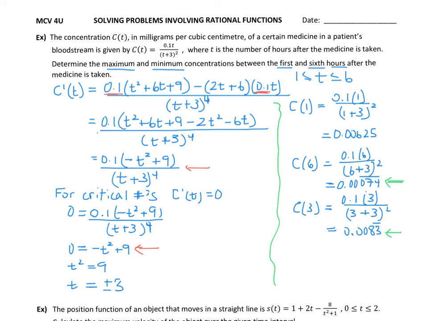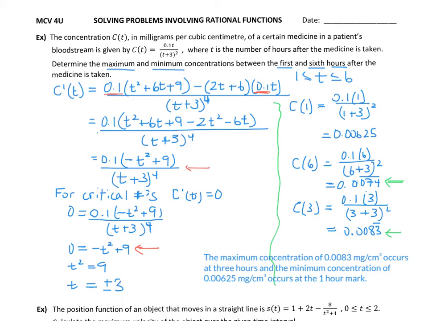Okay, and so I have my answers here, but I just noticed I have a mistake in the one answer, which I need to fix up. This is having one too many zeros there. So my maximum concentration will happen at 3 hours, and my minimum concentration is at the 1 hour mark. So I'll just put a therefore statement in here to conclude that. And there we have our therefore statement. Moving on to the next example.